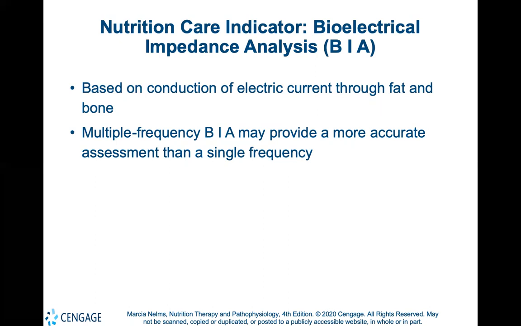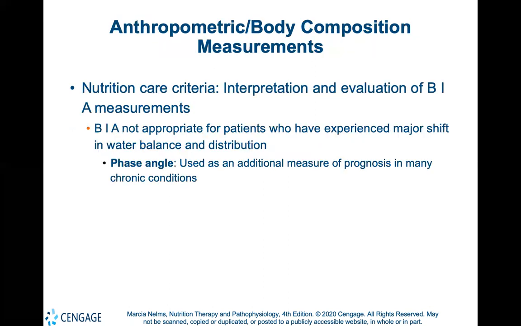Multiple frequency BIA may provide a more accurate assessment than a single frequency. Regression equations used to estimate body composition with BIA measurements include age, gender, weight, height, resistance. Even though the use of BIA has continued to expand in recent years, BIA should not be used to assess body composition in patients who have experienced major shifts in water balance and distribution.